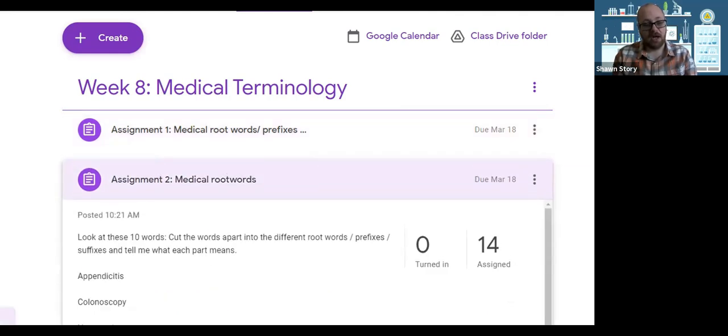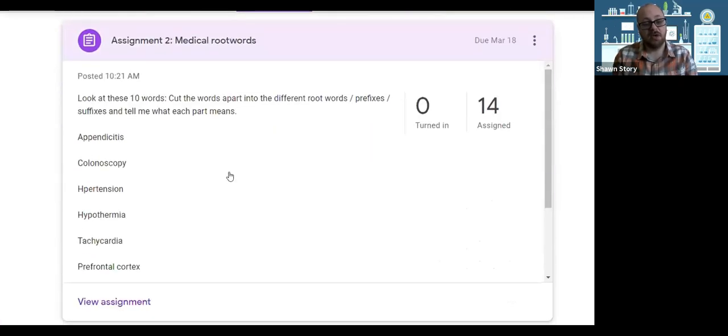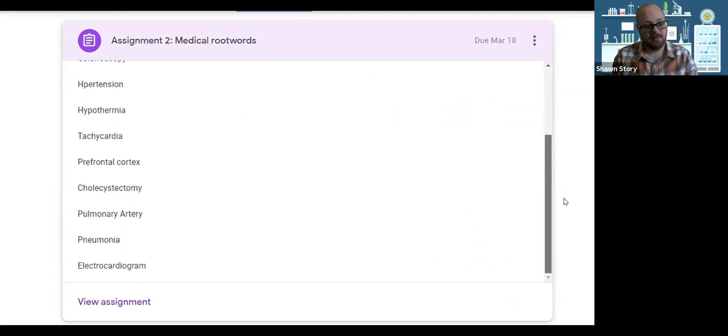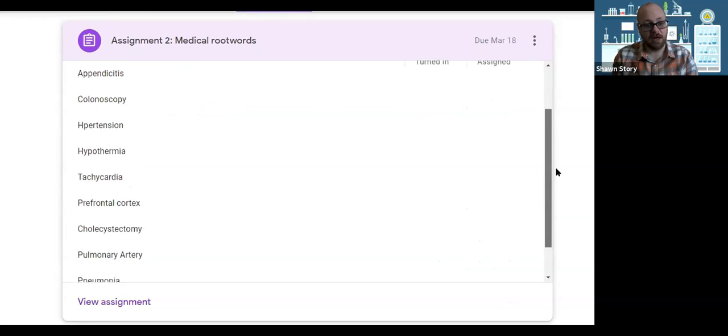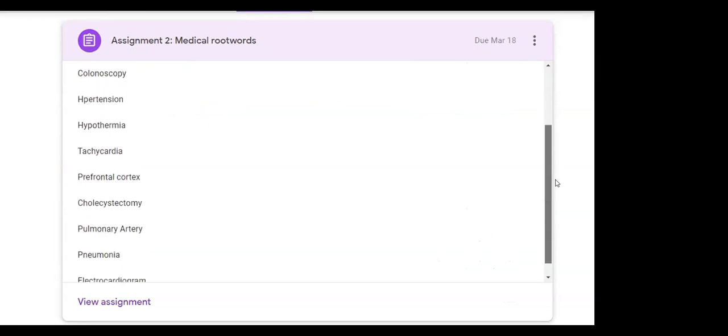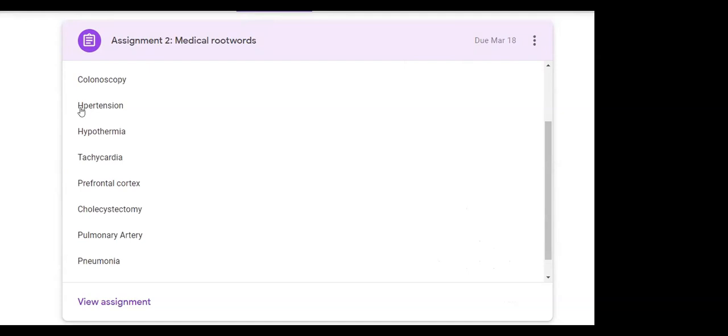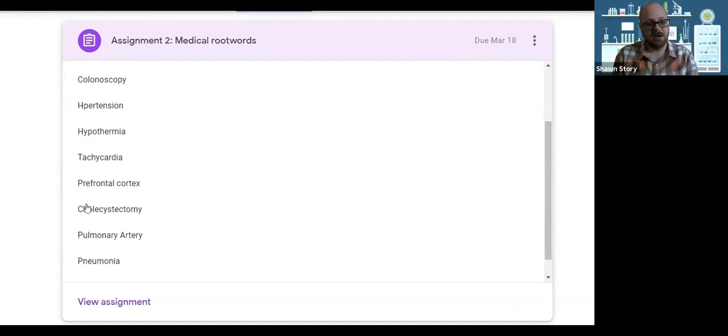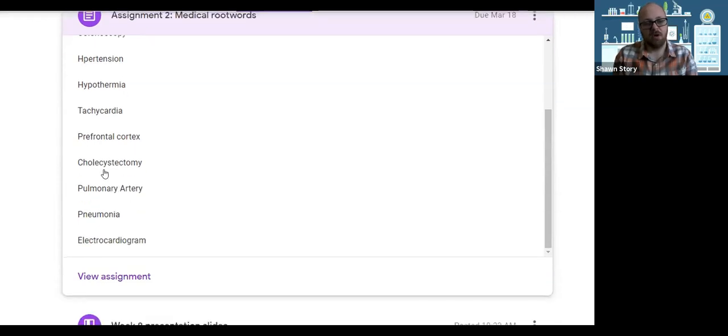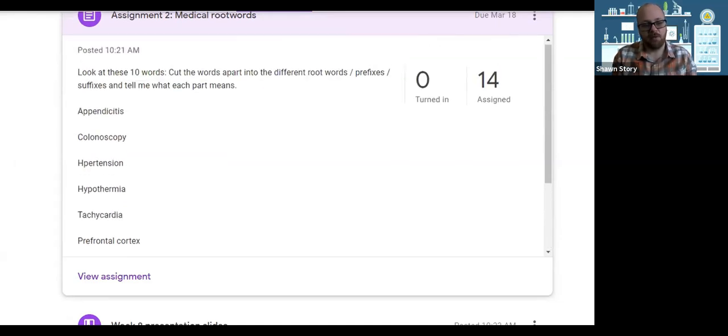is I've given you 10 words, and you need to break them apart and tell me what all the different parts of the word mean. So we have appendicitis, colonoscopy, hypertension. I realize I just spelled that wrong. Hypertension. Hypothermia, tachycardia, prefrontal cortex, colostomy, pulmonary artery, pneumonia, electrocardiogram. Break those words apart.